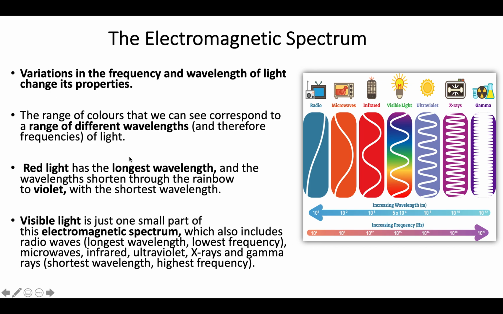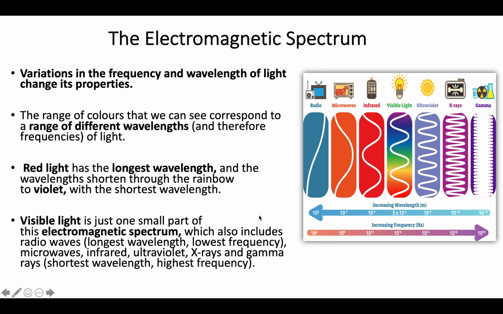wavelengths, and therefore frequencies, of light. As you can see here, we have infrared. The wavelength corresponds pretty much to the frequency here. The longer the wavelength, the lower the frequency, obviously. Here, red light has the longest wavelength, and the wavelength shortens through the rainbow to violet, with the shortest wavelength.